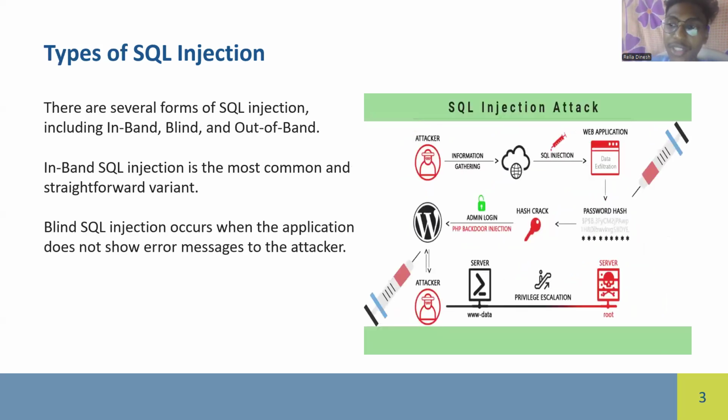Now we'll see types of SQL injections. There are several forms of SQL injection. They include in-band, blind, and out-of-band. In-band SQL injection is the most common and straightforward variant. Blind SQL injection occurs when the application does not show error messages to the attackers.